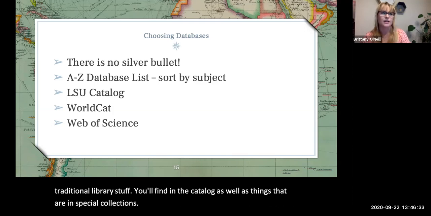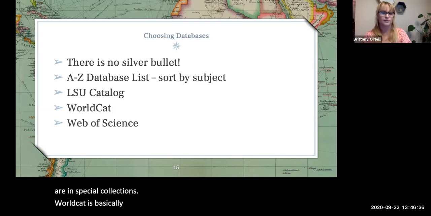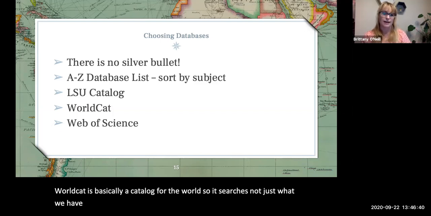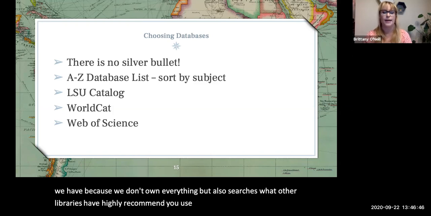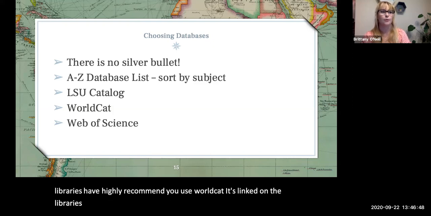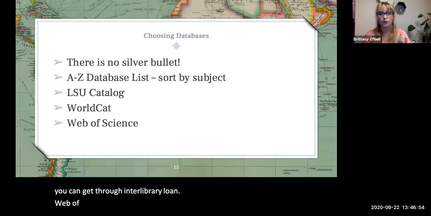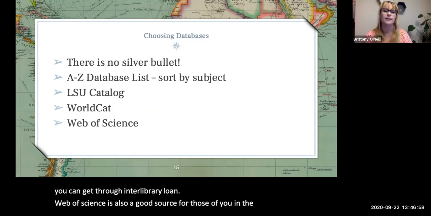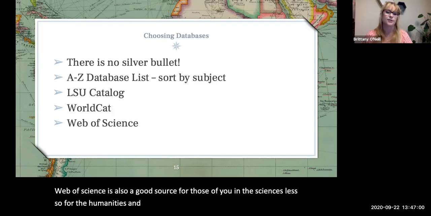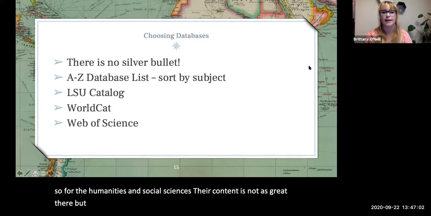WorldCat is basically a catalog for the world. So it searches not just what we have, because we don't own everything, but also searches what other libraries have. Highly recommend you use WorldCat. It's linked on the library's homepage, because WorldCat will help you find stuff that you can get through interlibrary loan. Web of Science is also a good source for those of you in the sciences, less so for the humanities and social sciences. Their content is not as great there, but it's really helpful for the sciences.